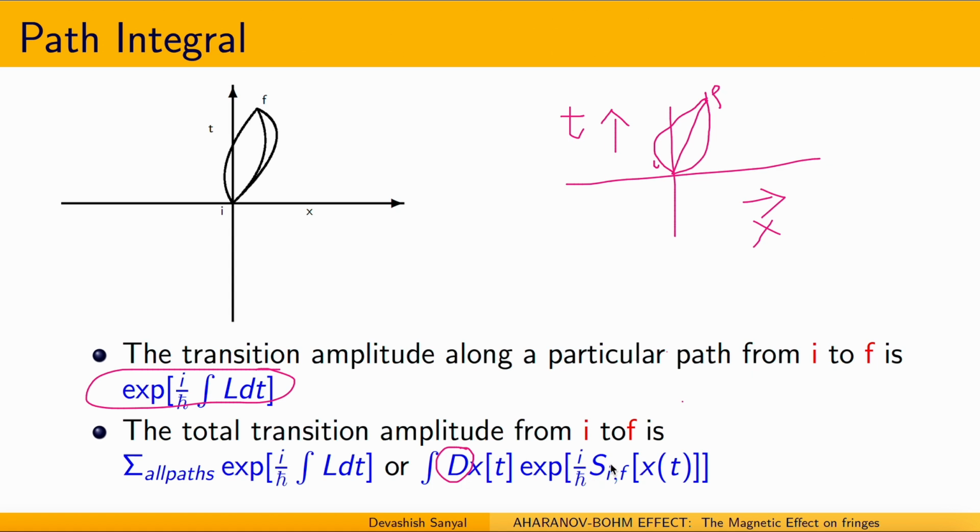So I write i by h cross S_IF. I is the initial point, F is the final point, x(t), because this action depends on the path that has been chosen. So the total transition amplitude from I to F is this: sum over all paths, or in a more sophisticated notation, integral Dx(t) exponential i by h cross S_IF x(t).